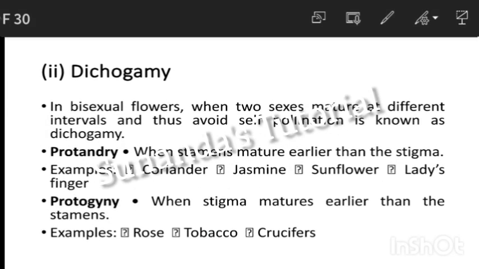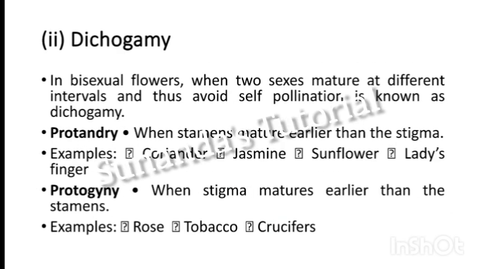Next, what is dichogamy? Dichogamy means that the stamen, the male reproductive part of a flower, and the carpel, the female reproductive part, mature at different times, so they have to perform cross pollination. The case where the stamen matures earlier than the stigma is called protandry, and when the stigma matures earlier than the stamen it is called protogyny.